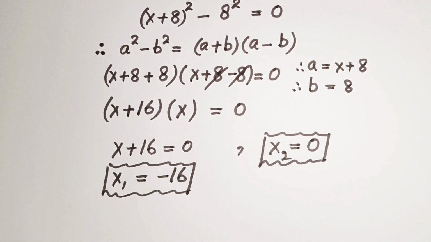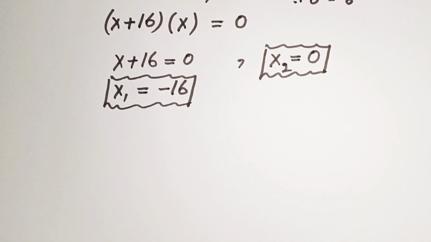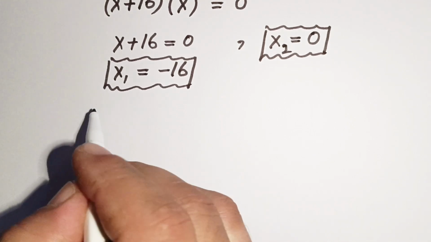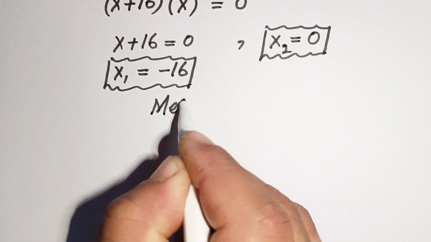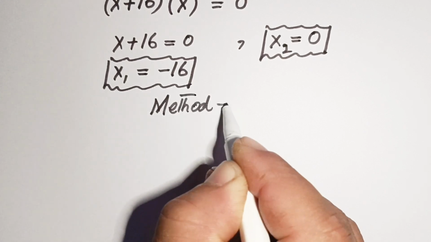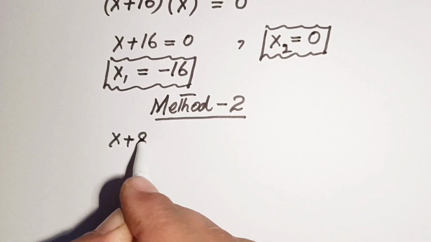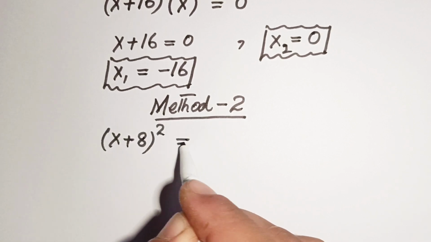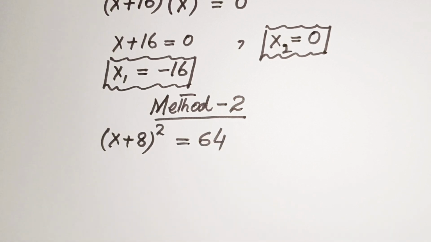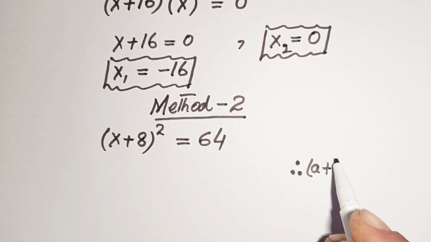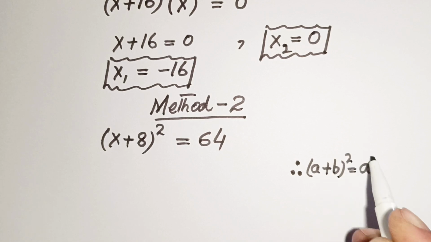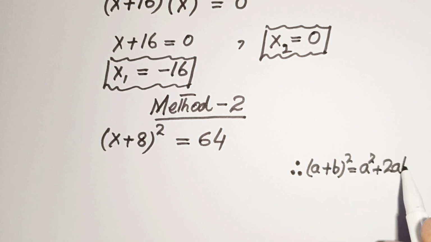Now we are going to solve the same problem by method number 2. According to this method, first of all we write our problem, (x + 8)² = 64. As we know by the algebraic formula, (a + b)² = a² + 2ab + b².